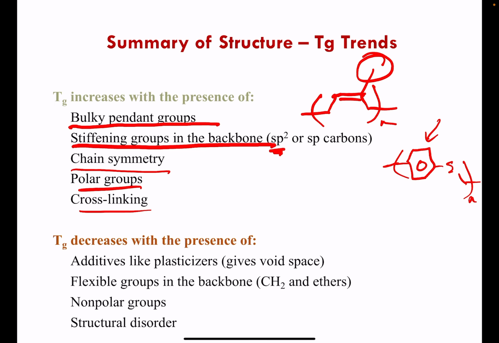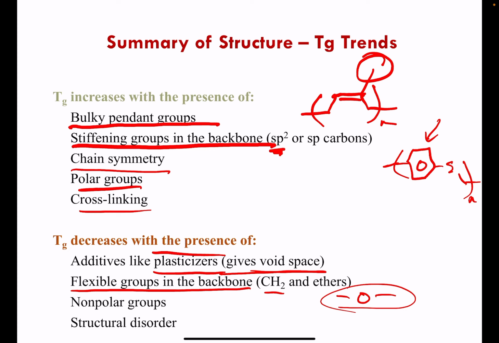Tg will accordingly decrease with things that provide void space, like contaminants or plasticizers, to help provide some opportunity to move components of the main chain into that empty space near those contaminants and help allow the Tg to occur at a lower temperature. Positioning flexible groups like CH2 or oxygen ether type units in a main chain can help as well. And even avoiding polar groups, so positioning a lot of non-polar groups in the main chain and providing structural disorder like atactic options can give us low Tgs.